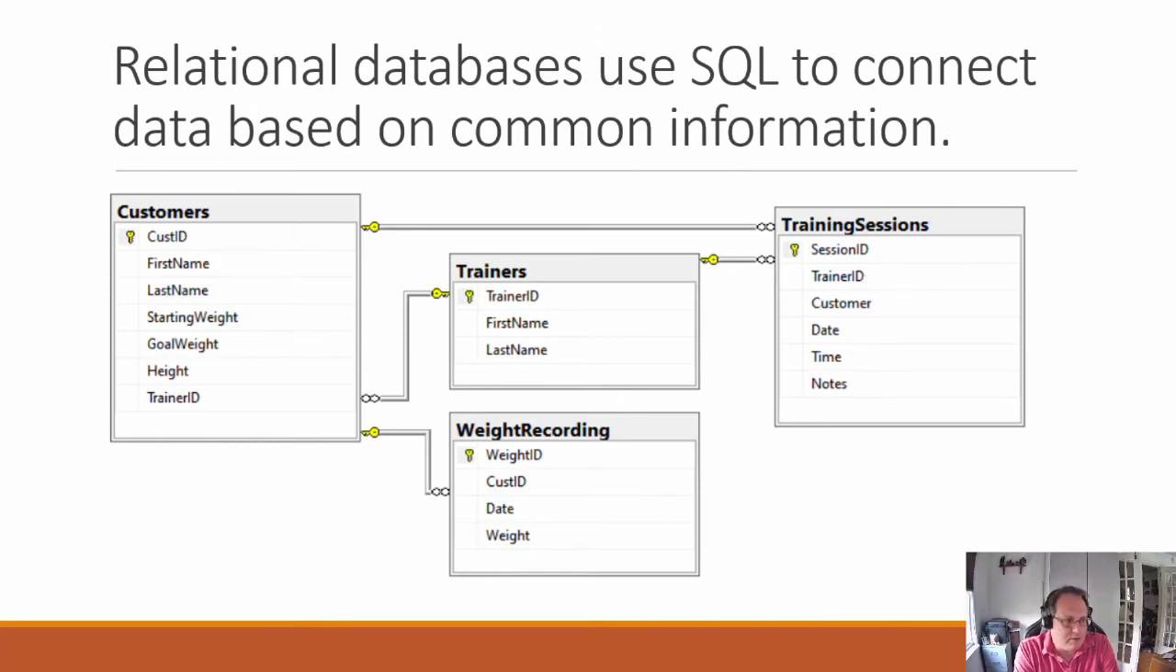In this course, we're going to talk about relational databases only. A relational database uses SQL to connect data based on common information. So let's take a look at what's known as an ER diagram, an entity relationship diagram. The entities are the tables, the relationships are the lines between them. So look at my customer. My customer has a primary key called cust ID. You'll notice that all of my tables have a primary key. That's a pretty big tenet of relational database design: all tables should have a primary key.